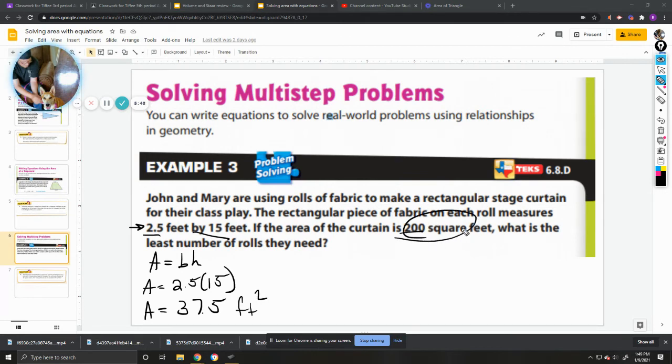Well, you want a total of 200. So you're going to take 37.5 and divide it into 200, which comes out to 5.33. When you go to the fabric store, you can't buy 0.33 of a roll, so you're going to have to round that up. You're going to buy a total of 6 rolls of fabric to do the curtain.